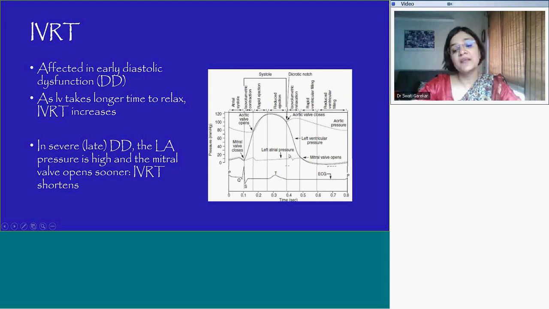But when left atrial pressure is high, and that happens in severe diastolic dysfunction, then the pressure gradient between the LV and the LA increases, and hence the IVRT decreases. The mitral valve opens sooner. Why does the mitral valve open sooner? It opens sooner because the left atrial pressure is higher. It pushes the valve open a little sooner.